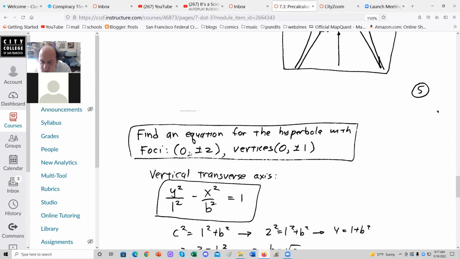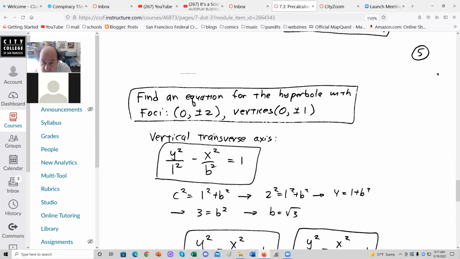We're given foci at 0 plus or minus 2, vertices at 0 plus or minus 1. Okay, the foci are on the y-axis, so it opens upwards and downwards along the y-axis. So y squared term is first, and the vertex is at plus or minus 1. So it's y squared over 1 squared minus x squared over something squared equals 1. We don't know what that b is yet. But we know that the foci are at plus or minus 2.